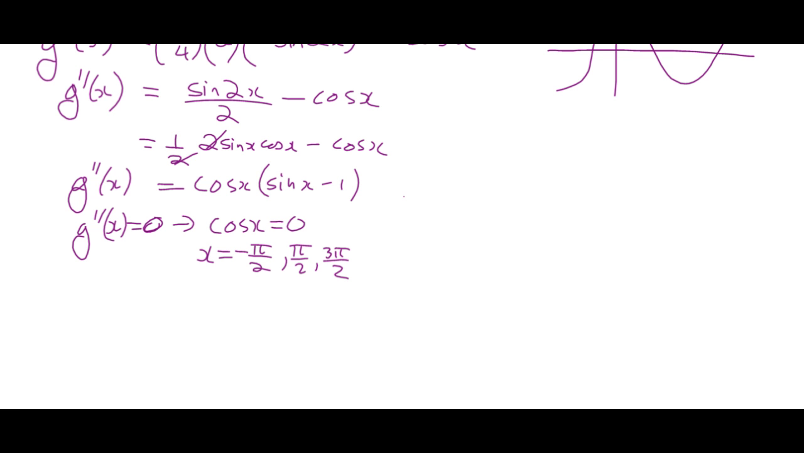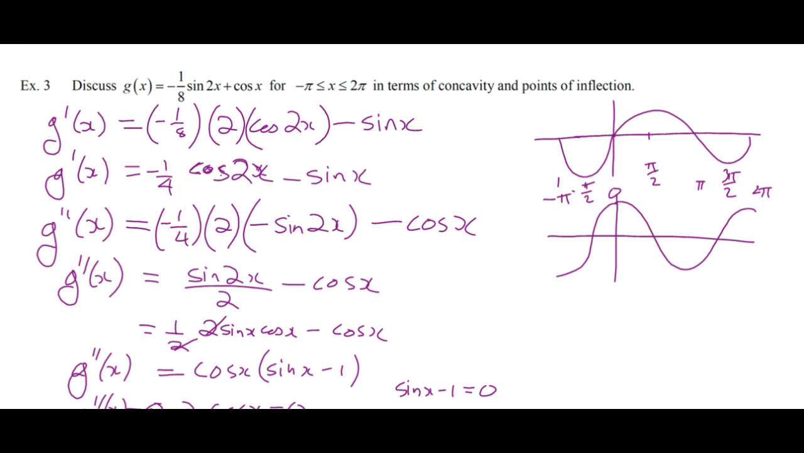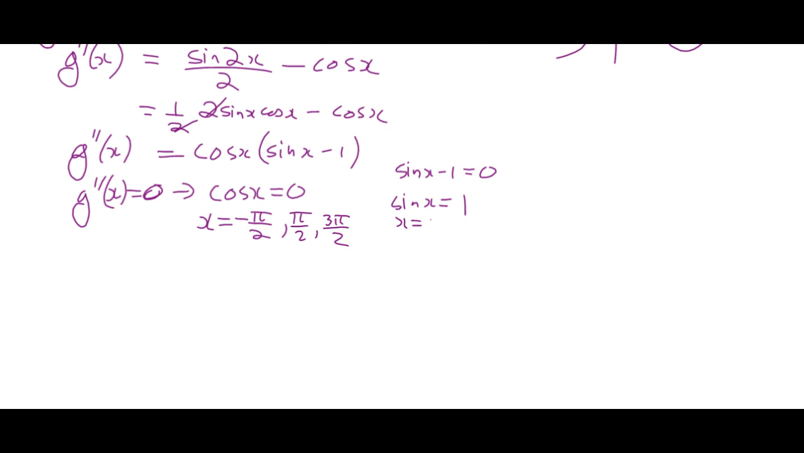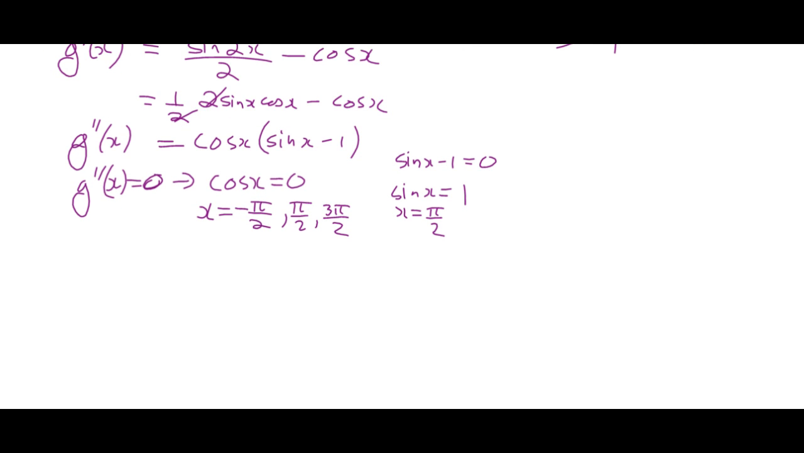And then sine x minus 1 equals 0, so sine x is 1, which is pi over 2. So x equals pi over 2. Now we can do our interval table.